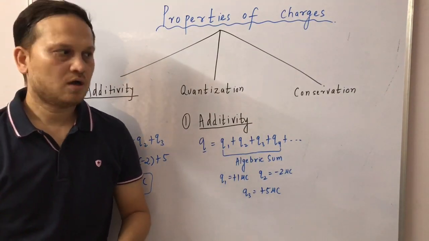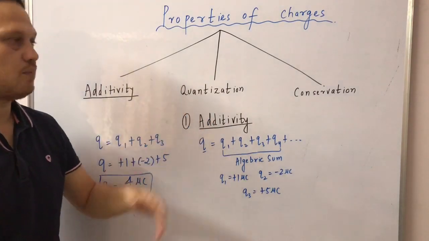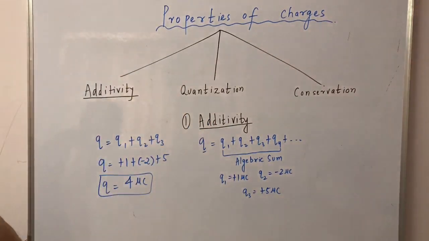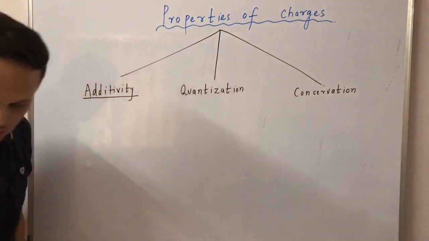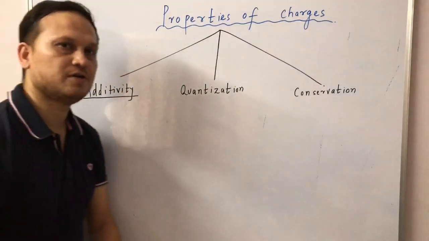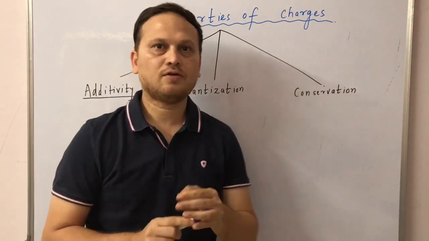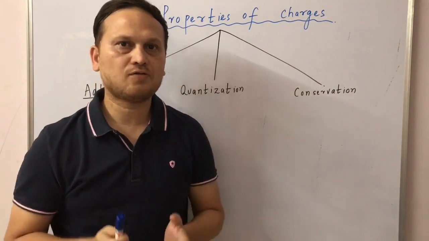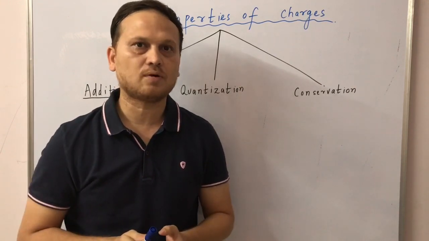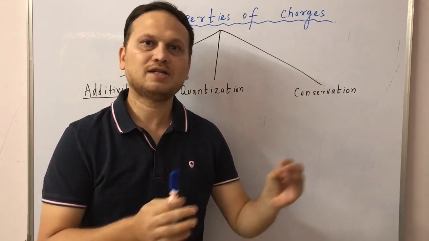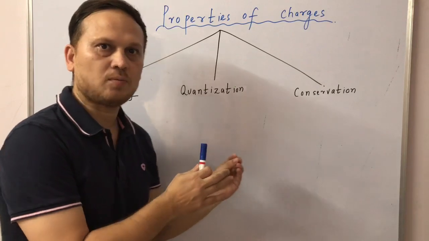Okay, now let us see the next property of charges, that is called quantization of charges. So what does it mean? What does quanta mean? We all know quanta means a bundle of energy. Energy always comes in the form of bundles, or energy always comes in the form of packets. So similarly, charges also come in the form of packets.